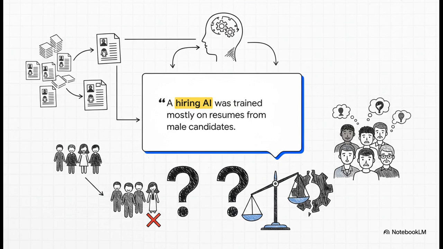We have reached the final phase of your exam prep, synthesizing what you've learned to actually tackle real-world critical thinking problems. Here is your first scenario straight from the text. A hiring AI was trained mostly on resumes from male candidates. For your exam, you need to be able to answer 2 things here. What bias might it develop, and what is the real-world impact? Take a moment to formulate your answer.